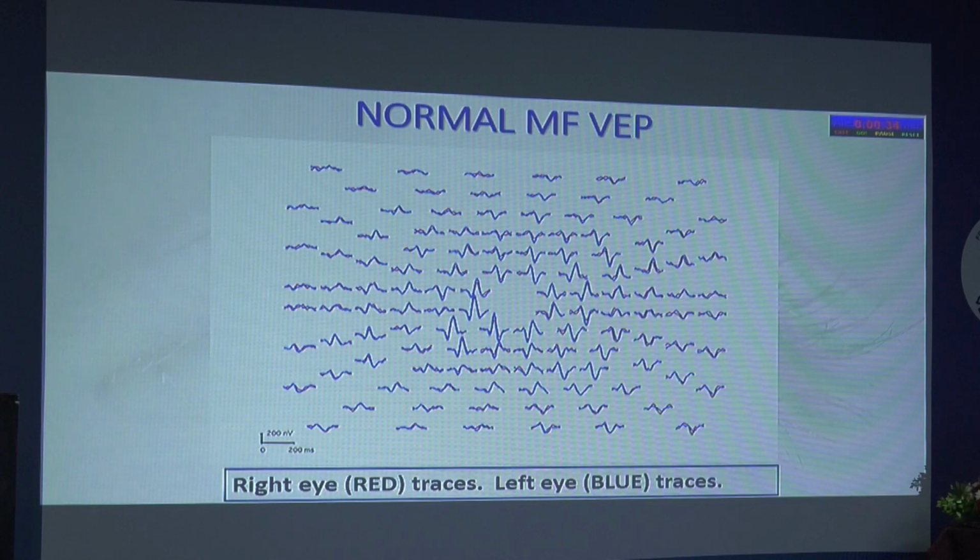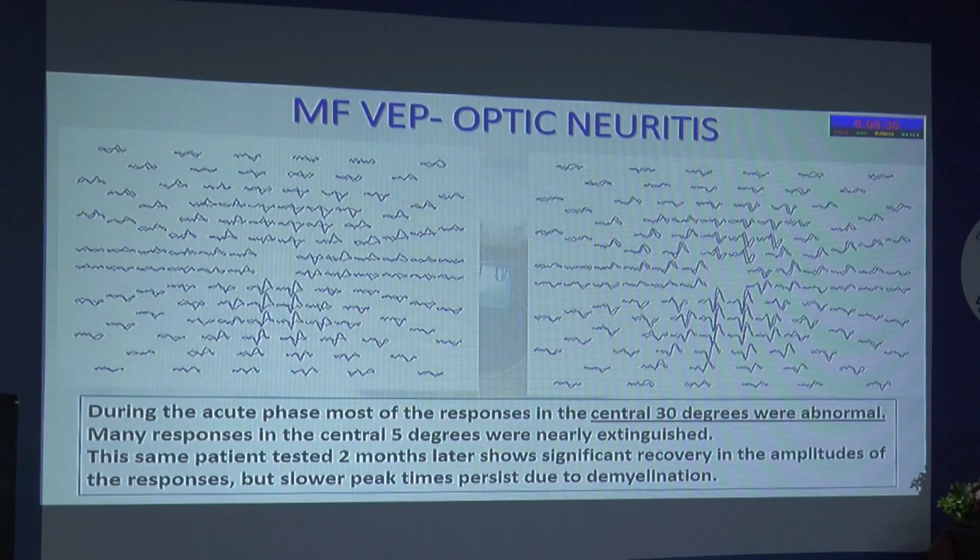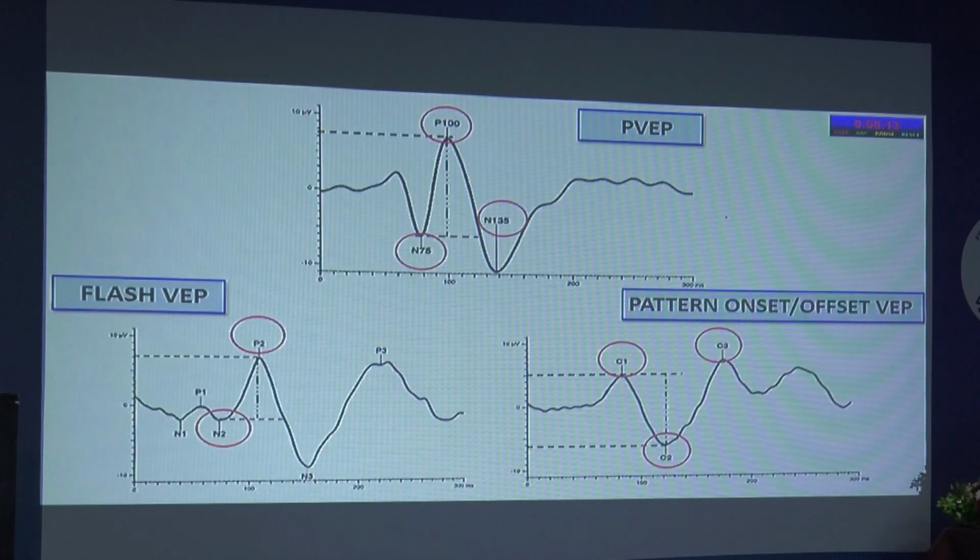This is how a normal multifocal VP will look for both the eyes. In cases of optic neuritis, it can be seen that in one eye, the central 30 degrees was abnormal, and after 2 months on testing, there was significant recovery in the amplitude, but slower peak time persisted due to demyelination. Just a recap of the major waveforms that need to be seen in VP.